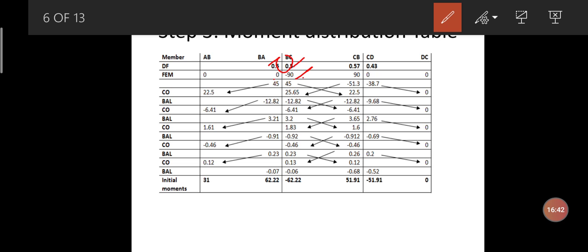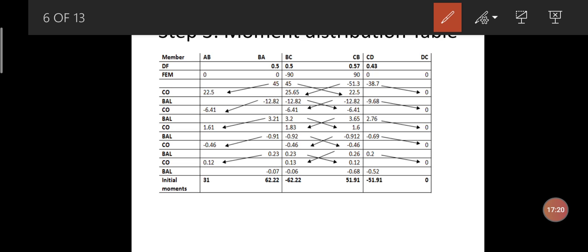joint, that is joint C, with CB and CD as the two members with the distribution factors 0.57 and 0.43. So again, if I calculate the total moment at the two members, that is CB and CD, it is equal to 90 plus 0. So therefore 90 plus 0 is equal to plus 90 itself. So I need to balance the unbalanced moment of plus 90 by using minus 90.